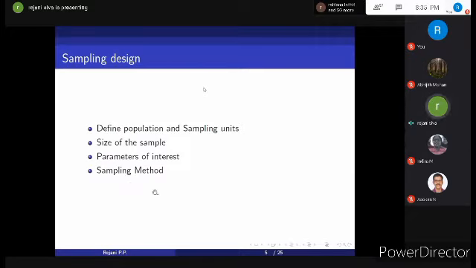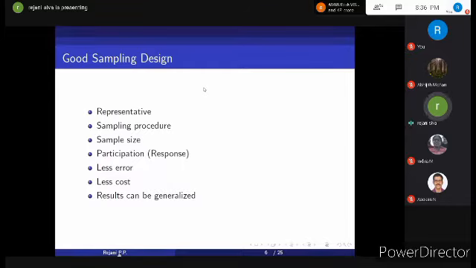And the next thing, regarding the sampling method, we have a lot of sampling methods for data collection. Choose the appropriate one. That is also closely related to your study objectives and the population nature. We may be conducting surveys in communities, or it may be a hospital-based study. Choose the appropriate sampling procedure for the data collection, and we will get a good sampling design.